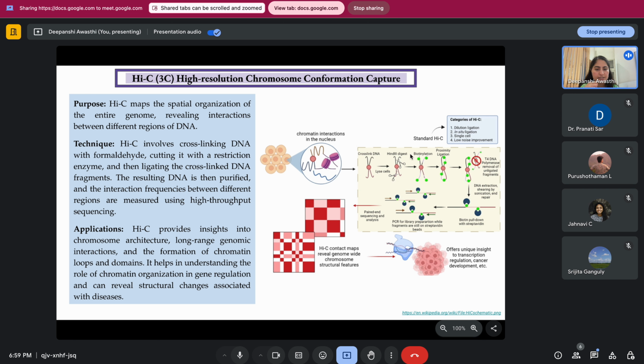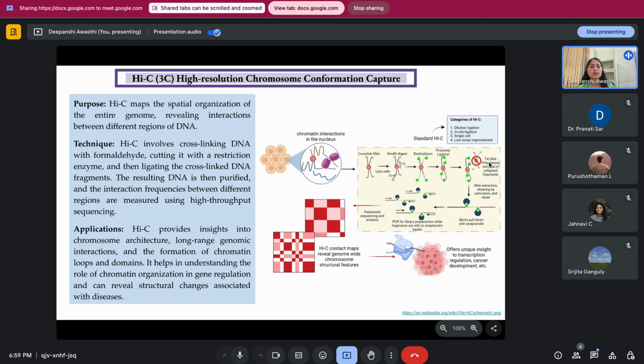After HindIII digestion, they will biotinylate these ends. After biotin is attached, the next step is proximity ligation. If two DNA fragments are present close to one another, then they will be ligated. If they are far away from one another, they won't be able to ligate together. So in proximity ligation, they will ligate and form this kind of structure.